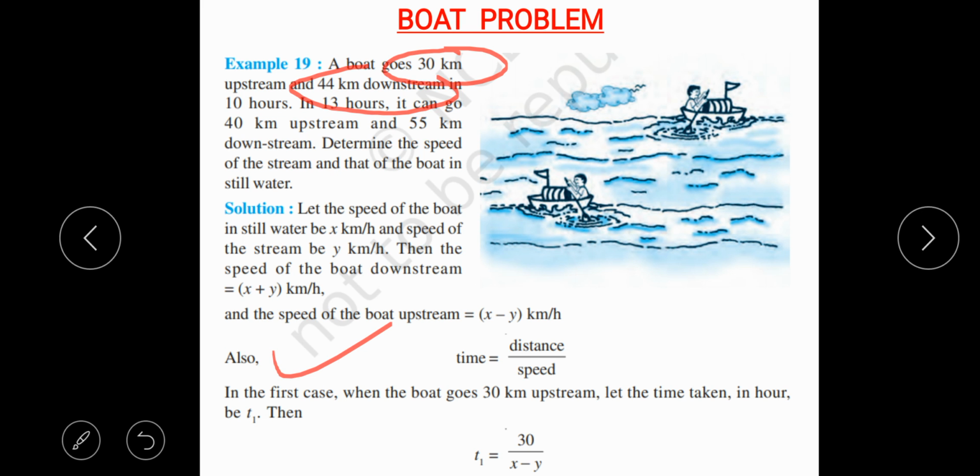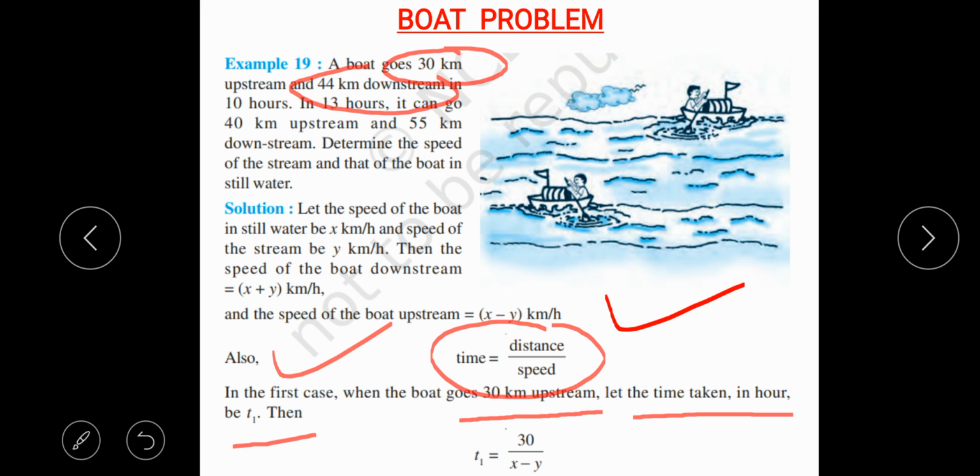Now this is the first case, when the boat goes 30 kilometer upstream, means against the flow of the water. So let us consider the time taken by the boat upstream is t1. So by using this relationship, time is t1, distance is 30 kilometer, and speed we found is x minus y, because in upstream the relative speed is x minus y.